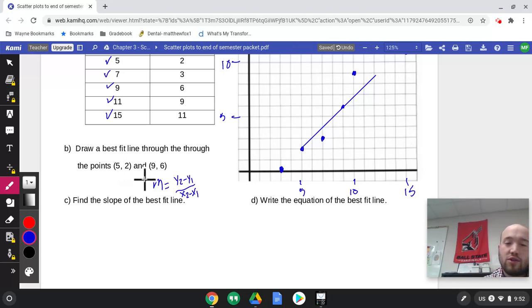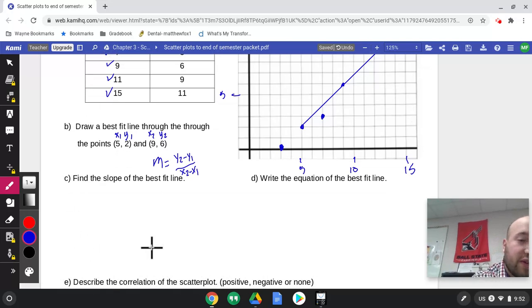Now remember, it doesn't matter which point is 1 or 2. The key is whatever you put first. So if I put the 6 first, I have to match it up with the 9 first. They have to be lined up. So if this is our x1, y1, x2, and y2, all we have to do to find our slope is use this formula. So we'll do 6 minus 2 all over 9 minus 5. If I put the 6 first, the 9 has to go first because they are a pair. If I would have put the 2 first, the 5 has to go first because they are a pair. They have to be lined up with their partner.